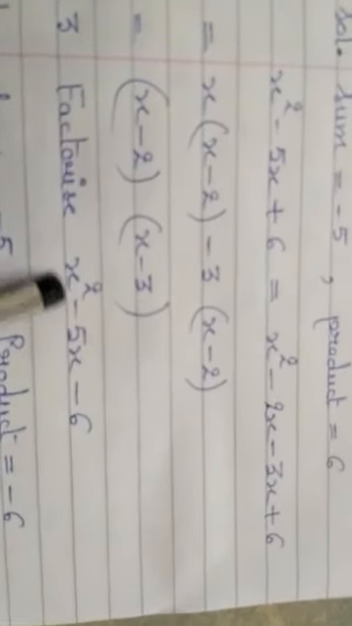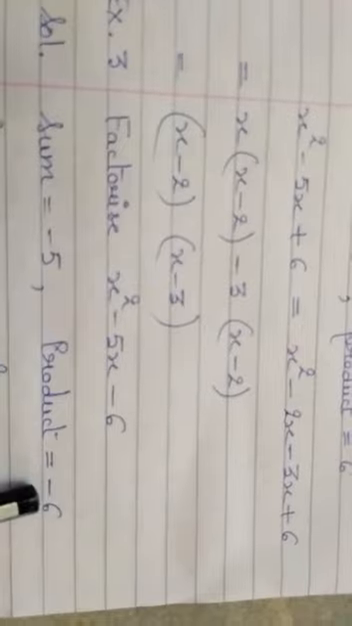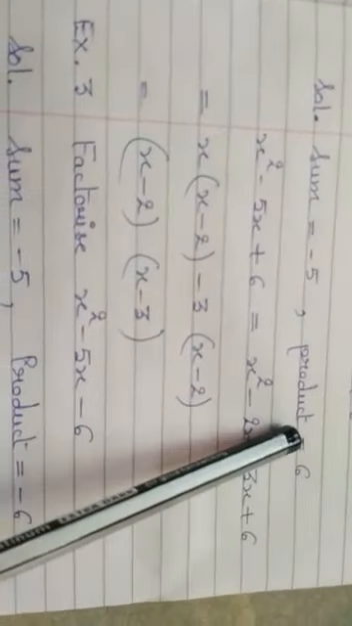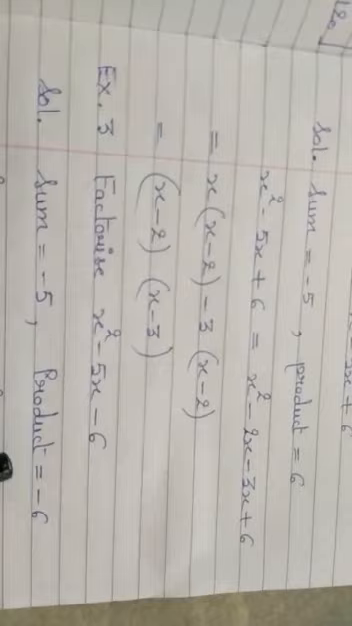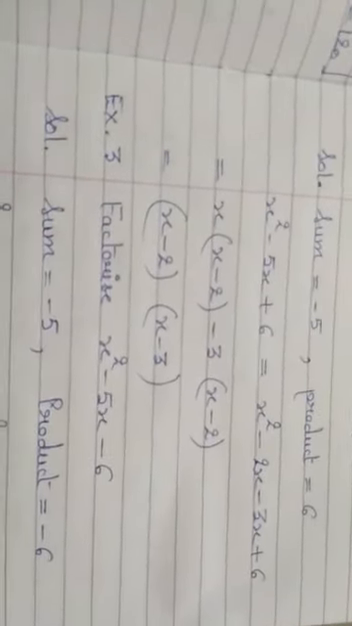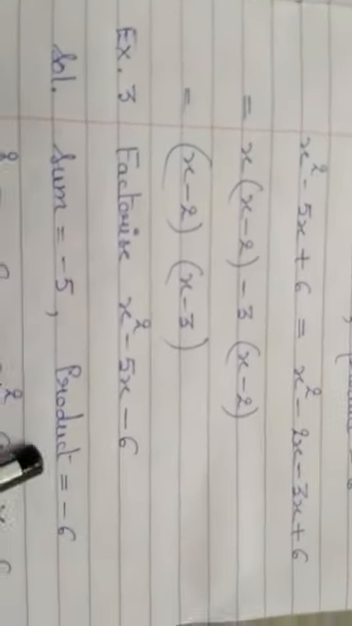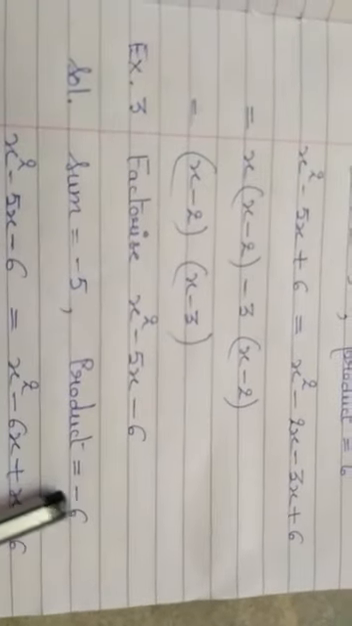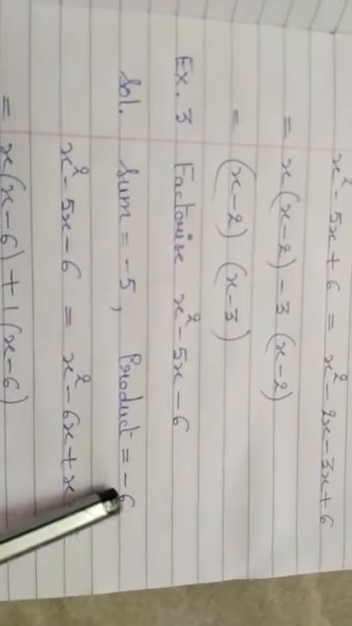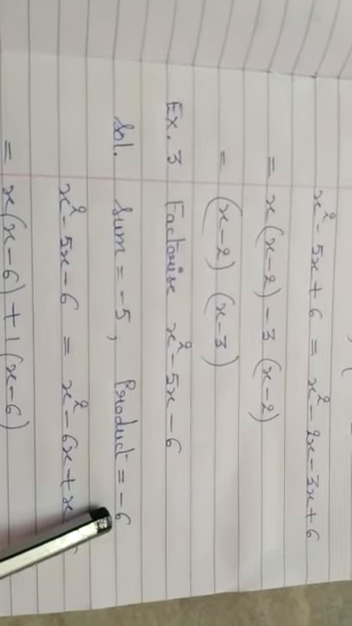Now look here how the question is going to change. Factorize x square minus 5x minus 6. Now our sum is minus 5 and product is minus 6. So the sign of the product is going to change. Now when our product will be negative, one of the numbers is negative and the other is positive. So as I've told you, the basic rule should be very clear to you. The concept should be very clear that when we are going to get a negative product, one number is positive and the other is negative.